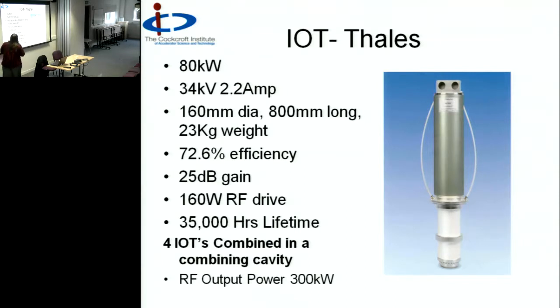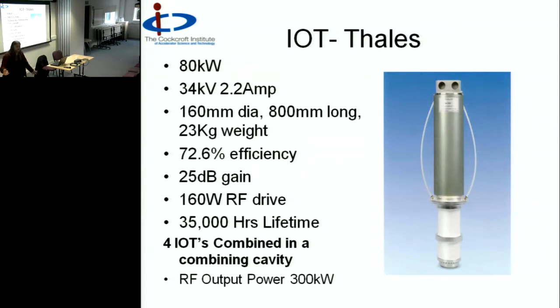So this is a Thales IOT here. I think this is the one that we use at Diamond. 80 kilowatts, 34 kV, 2.2 amps, that's the DC input. There's its size and weight. 72.6% efficiency, so it's very efficient. 25 dB gain, again much better than the tetrode by about an order of magnitude. So it only needs 160 watts drive, which can be done quite easily from a solid state box. It lasts for 35,000 hours of runtime, and you can combine them together to create more power. So at Diamond, they put four together to create 300 kilowatts.